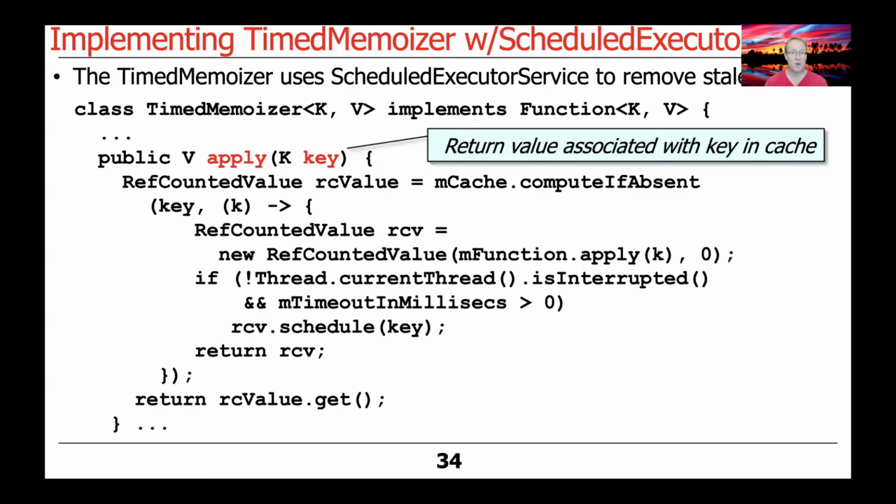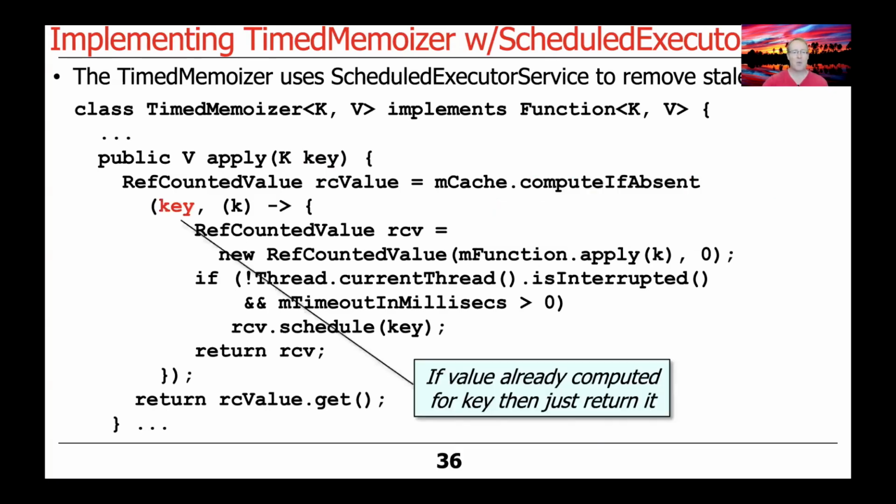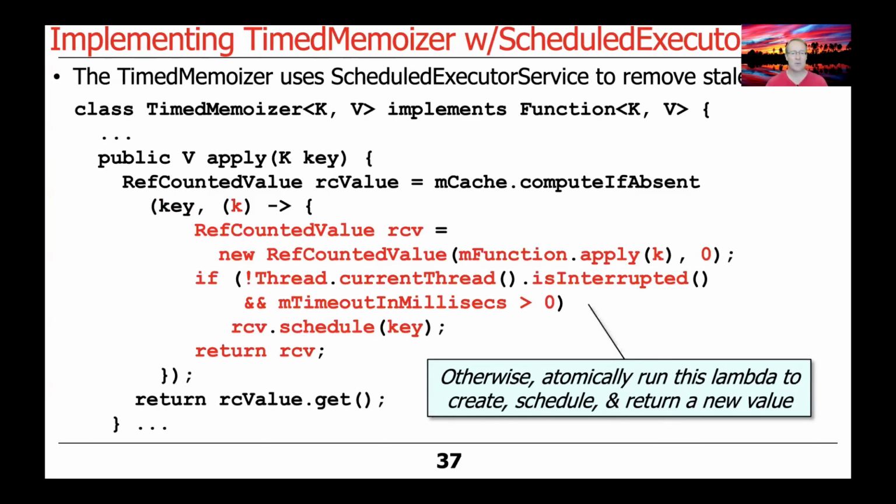Here's the apply method. This, of course, is the key functional interface method that's going to be inherited from the functional interface, and it's going to return the value that's associated with the key in the cache. And what it does is it uses that super cool compute if absent method we talked about that's part of concurrent hash map. Remember, that's the atomic conditionally check then act method. And what it's going to do is it says, if there's already a value for this key, just return it. We're done. That call is thread safe. That's the happy path. That's the fast path. However, if there's not currently a value associated with the key, this is the code we're going to do. We're going to run this Lambda atomically to create, schedule, and return the appropriate new value.